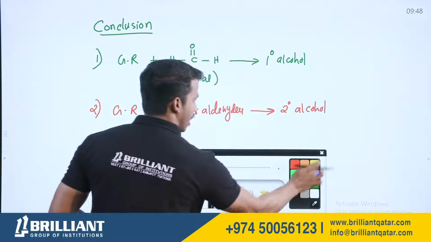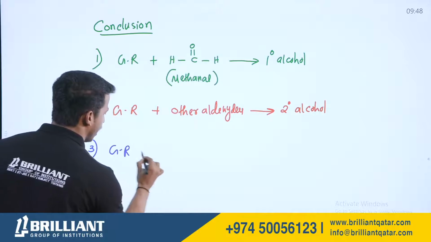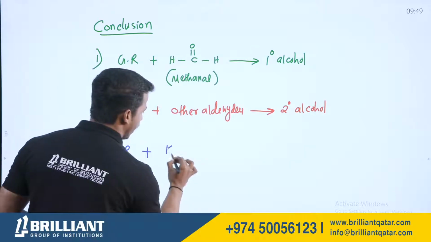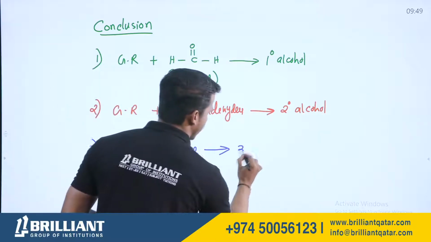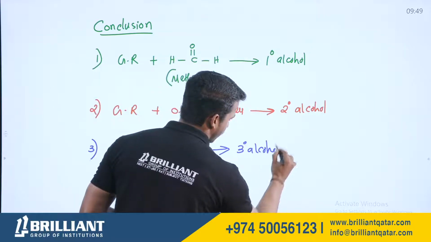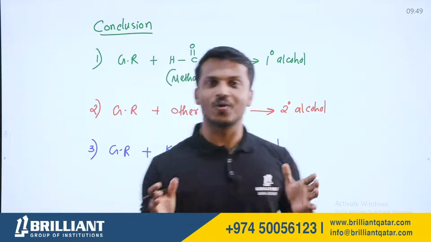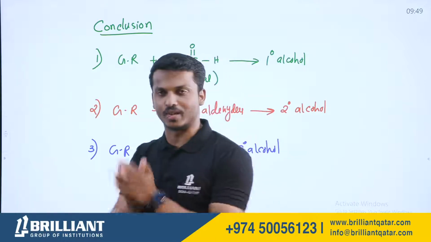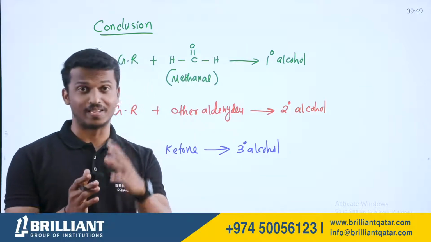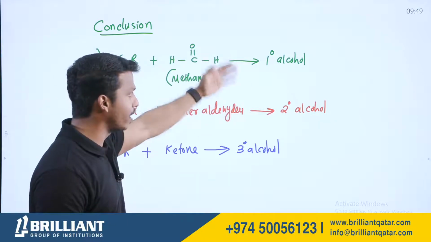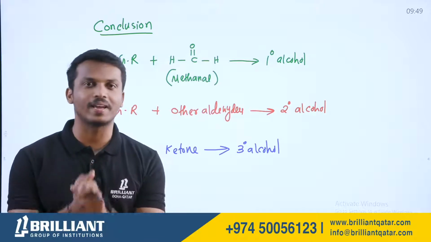Let's go for the last one. How can you prepare tertiary alcohol, dear all? If a Grignard reagent is treated with any ketone, after hydrolysis you will get tertiary alcohol. This is the reaction. So see, all types of alcohols can be prepared through this reaction, right? Grignard reagent with methanal, Grignard reagent with other aldehyde, Grignard reagent with a ketone. You can prepare primary, secondary, tertiary alcohols. Clear everyone? Easy, the mechanism.